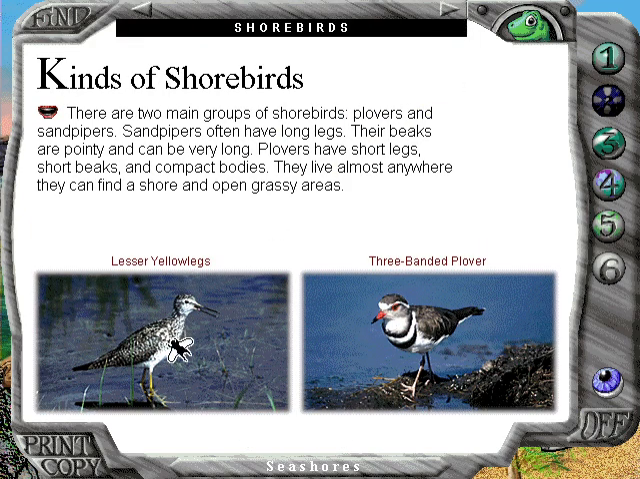Kinds of shorebirds. There are two main groups of shorebirds, plovers and sandpipers. Sandpipers often have long legs. Their beaks are pointy and can be very long. Plovers have short legs, short beaks, and compact bodies. They live almost anywhere they can find a shore and open grassy areas.